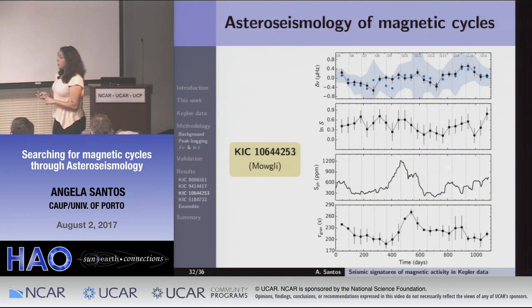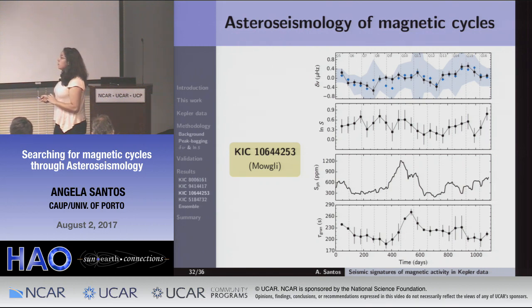And this is Mowgli. So this is the star of the second detection of activity-related frequency shifts that I showed before. Here we have the frequency shifts, and we can see some variation here that seems to have 2 cycles at least.